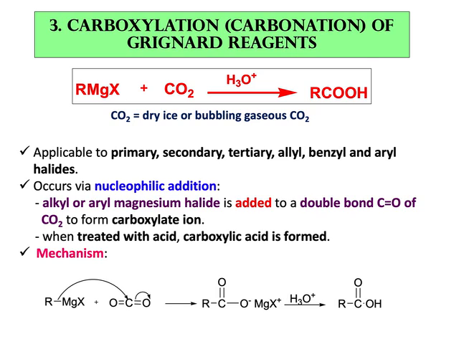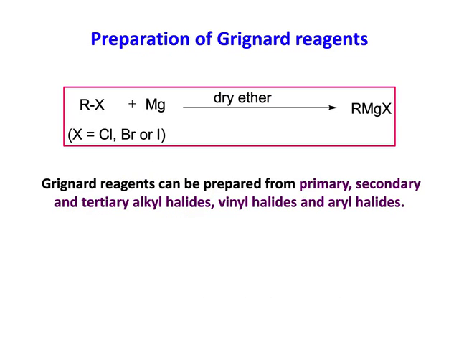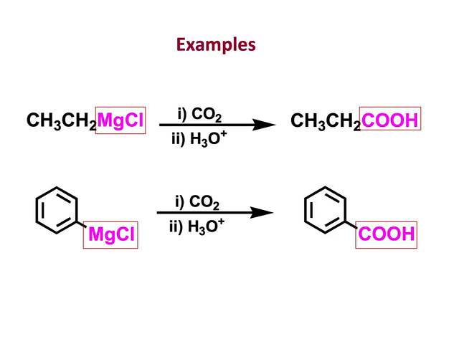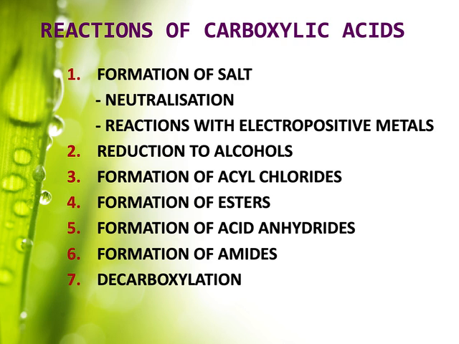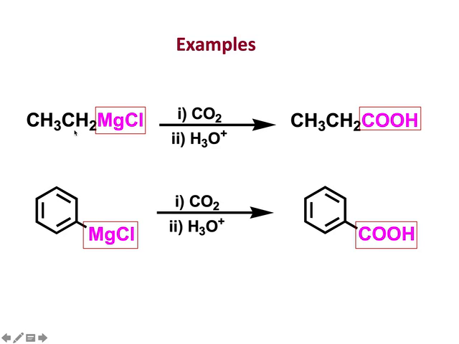Here is the mechanism of the carboxylation. The Grignard reagent reacts with carbon dioxide to form the carboxylate ion in salt form, and then continues with the presence of a proton. So the end product is a carboxylic acid. Here is an example of a Grignard reagent. R is the group, Mg is the metal, and X is the halogen. It reacts with carbon dioxide and a source of proton to give the carboxylic acid.